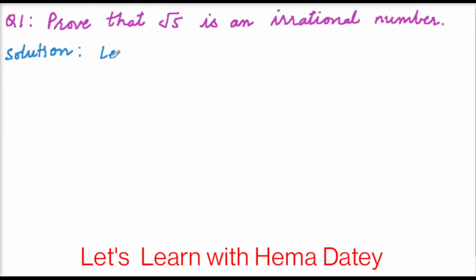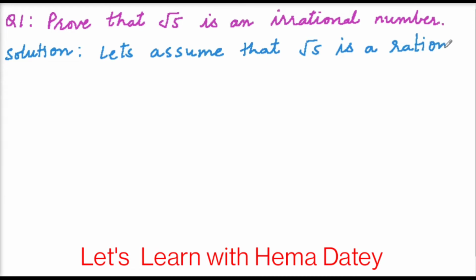To solve this question, we will use the contradiction method. In this method, we assume the opposite of what we have to prove. Here we have to prove that root 5 is an irrational number, so we will assume that root 5 is a rational number. First of all, let's revise rational numbers.